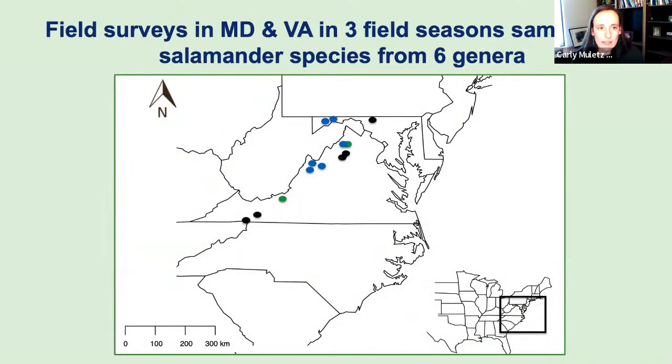In the last 10 years, I've had the opportunity to go out and lead 3 field seasons in Maryland and Virginia in the central Appalachian Mountains, sampling 11 salamander species from 6 genera. Each color represents a different field season and where we sampled. Black dots were a field season together in 2013. Green dots were 2018, and the blue dots were from some field surveys that we did in 2020. I'll be sharing with you all of the data as we go through these field seasons and what we've been learning.